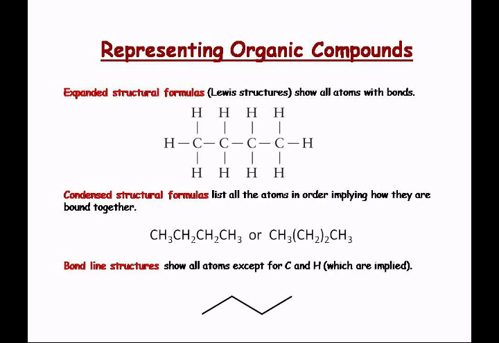We can represent it like that, but that doesn't give us very much information about what it looks like. We could represent it like this, the expanded structural formula here. We also know this as the Lewis structure, if you recall Lewis structures from a while back. These show the atoms with all the bonds. Notice here we're showing that straight chain, 1, 2, 3, 4 carbon atoms. Do you guys see that?